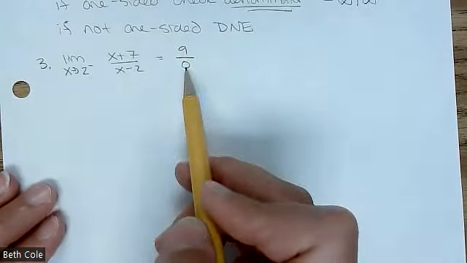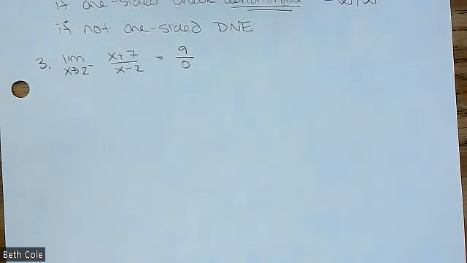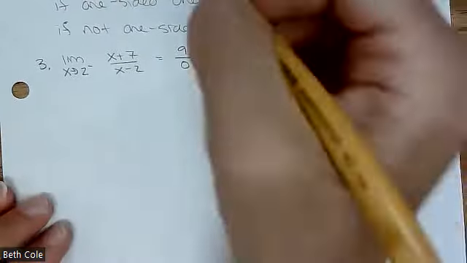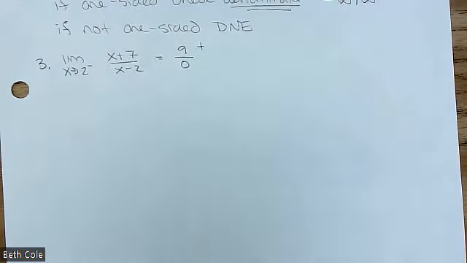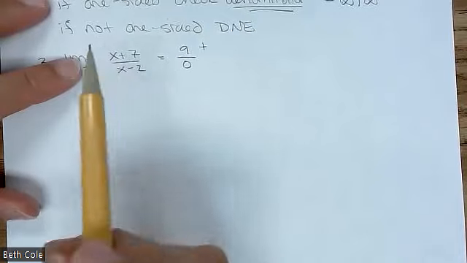Now, you only have to check the denominator. People are like, well, what about the numerator? Hey, kiddos, the numerator came out to 9. 9's a positive number. I don't need to check 9. I know that 9 is positive. Okay, you can put a little plus if you want, but 9 is a positive number. We just need to check the denominator.